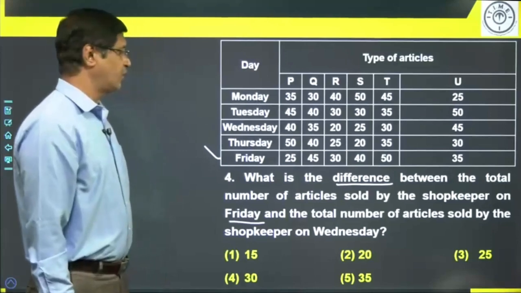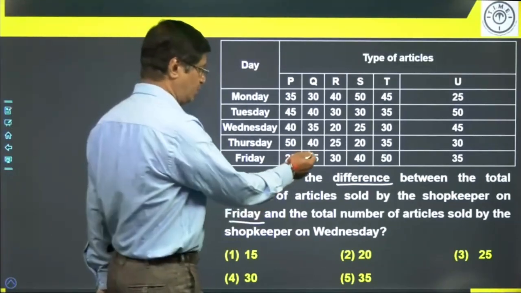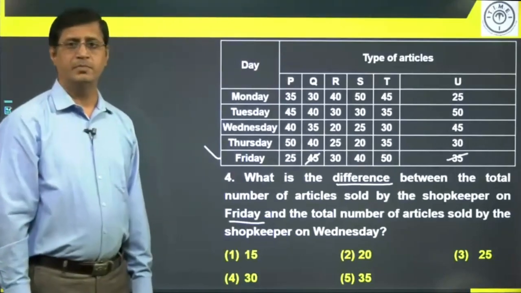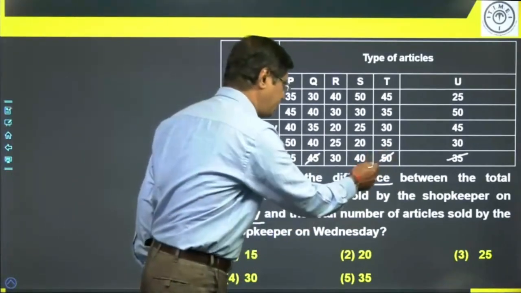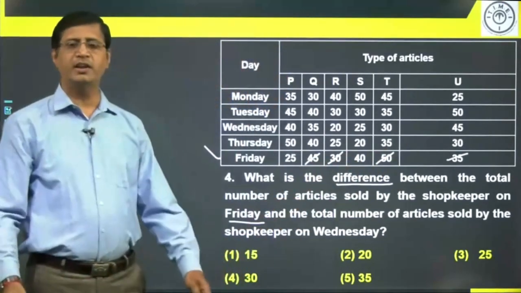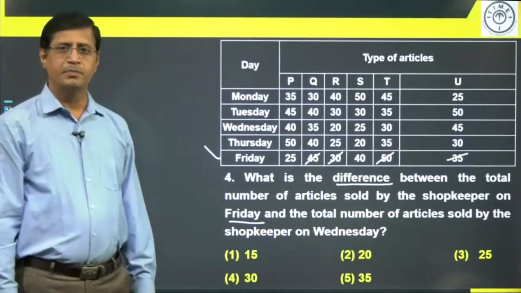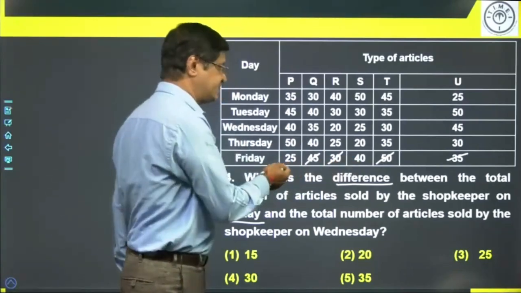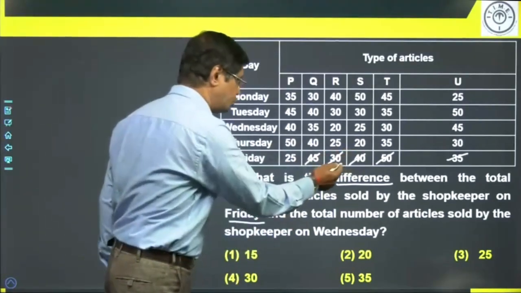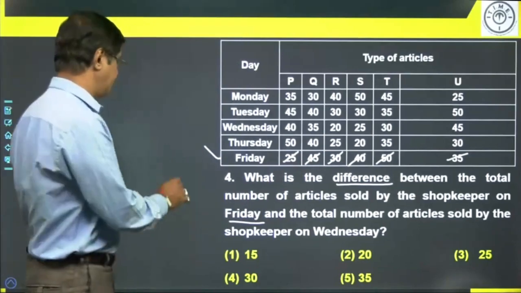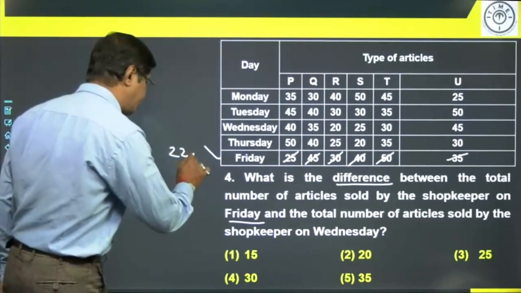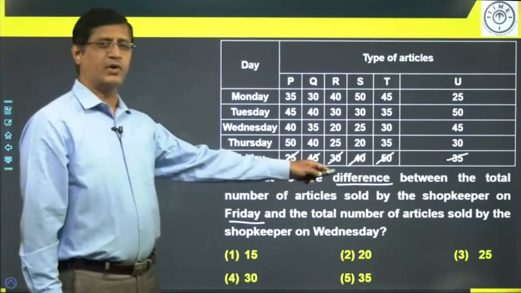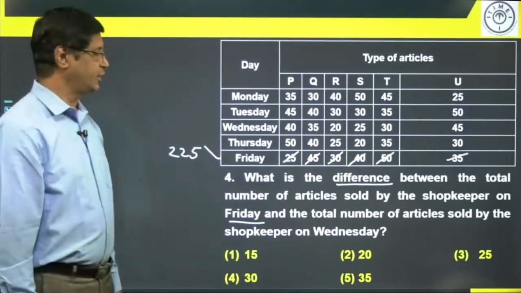So what is the sum of all these values? Just observe, 45 plus 35 is 80. And 50 plus 30 is also 80. 80 plus 80, that is 160. Then what is next? 160 plus 65. So the total number is 225. The Friday total number of articles sold is 225.